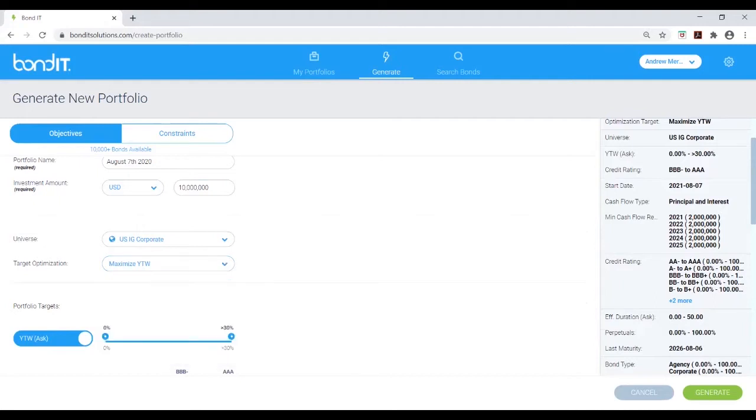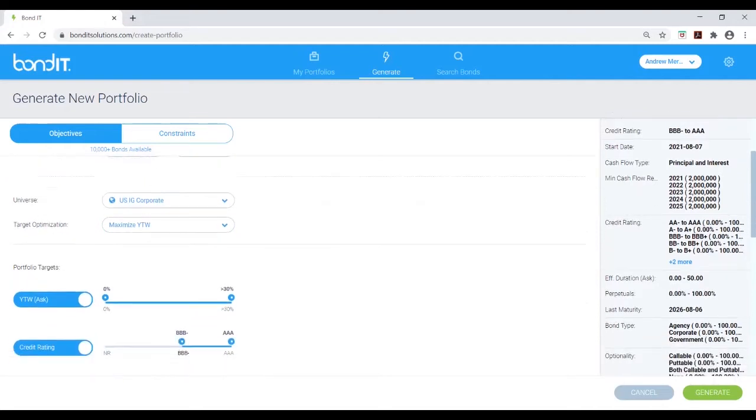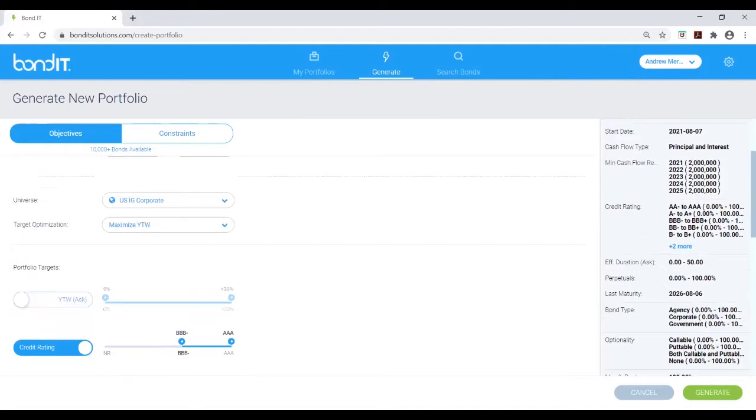We then have portfolio targets we can set, such as portfolio yield and portfolio credit rating. We can skip portfolio yield, since we're maximizing the yield as our optimization, but we can select to bring the credit rating of the portfolio up to a target of A-.